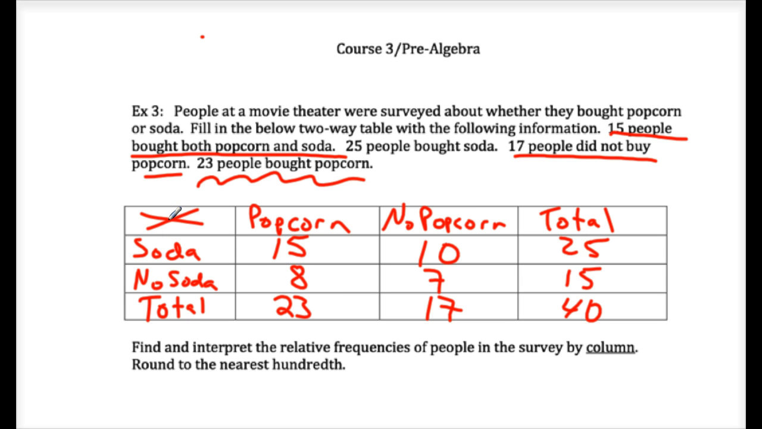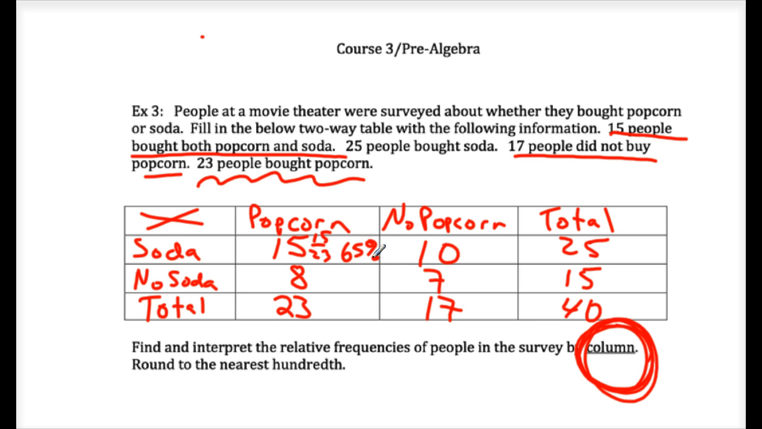Now let's find and interpret the relative frequency of the people in the survey by column. What's the relative frequency of soda and popcorn? You bought soda and popcorn, by column. 15 over 23 or 15 over 25? By column, 23. So it's 15 over 23, and you can put that right in the box, which I got to be about 65%.